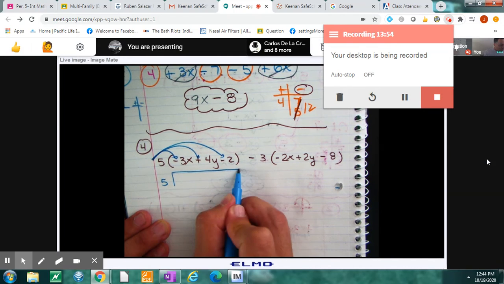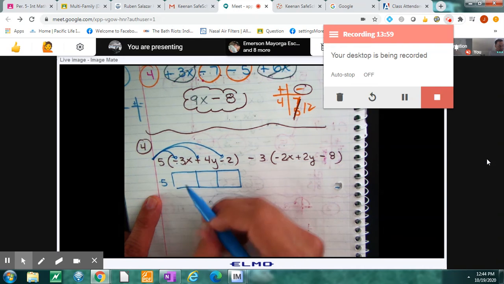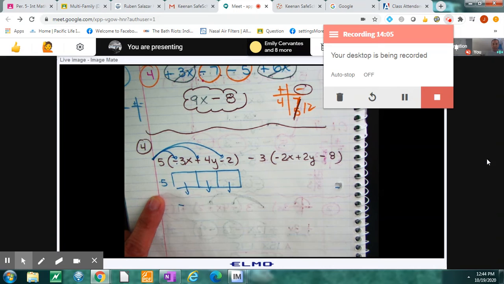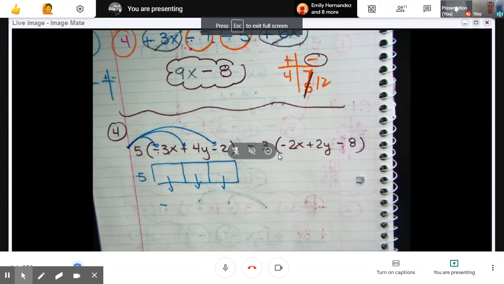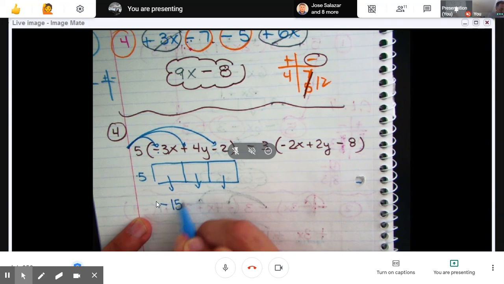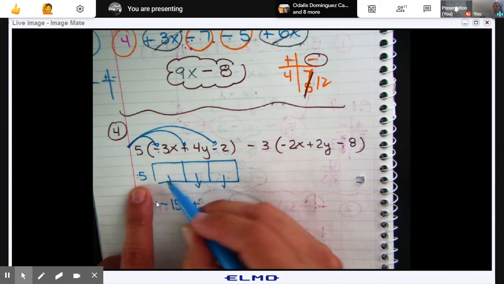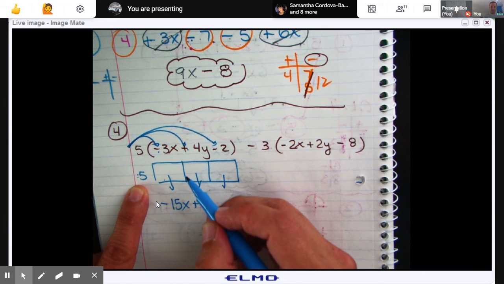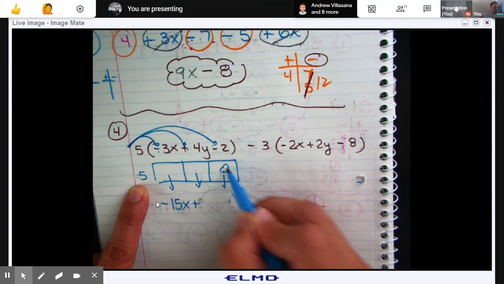If you're doing the box, you go 5, and then you could do this. But just be careful. Positive times negative is negative. What's 5 times 3x right there? 15x, right? So negative 15x. The next one, positive times positive is positive, but what's 5 times 4y? Cordova will do this box, and then Odalis, you'll do the next box.